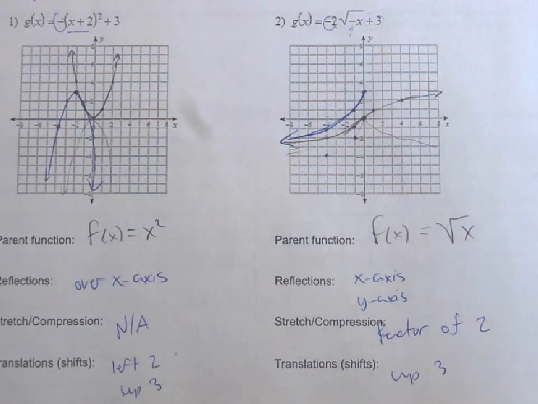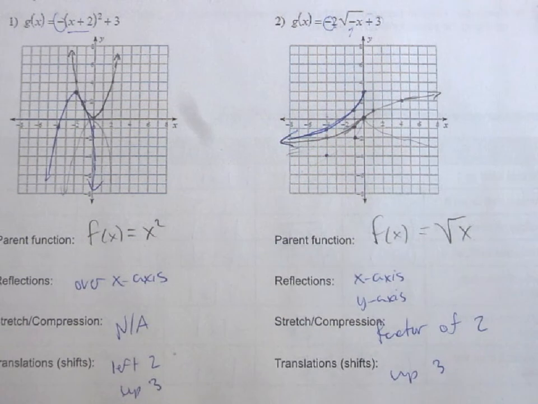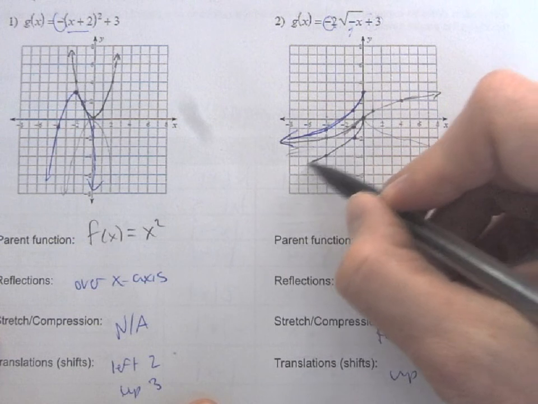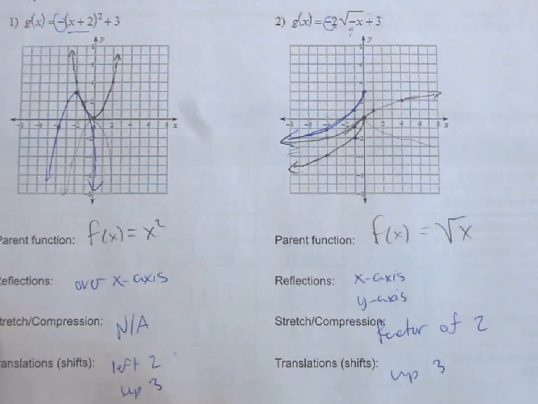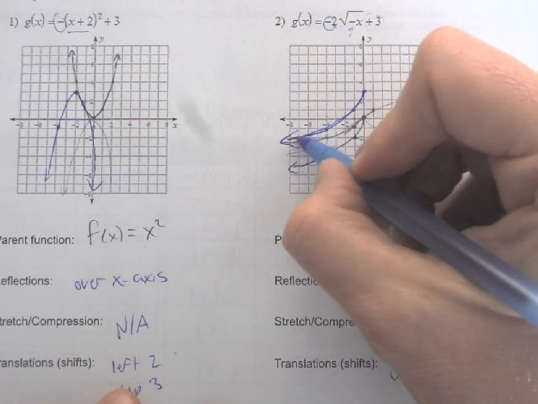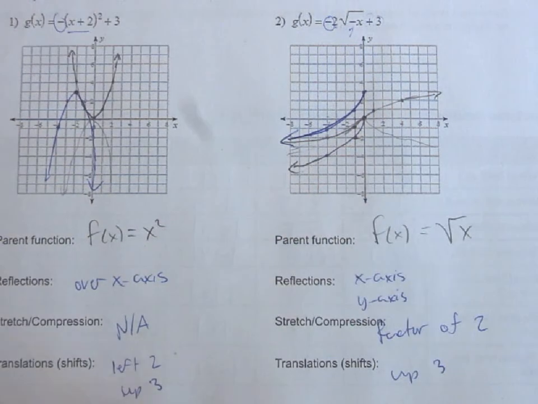Okay, it's going to be the original. We flipped it, and then we flipped it again, and then we stretched it. I'm going to do all these in pencil here. And then finally we moved it up. And the final graph is this guy, the blue one. Okay, so there's multiple shifts there.